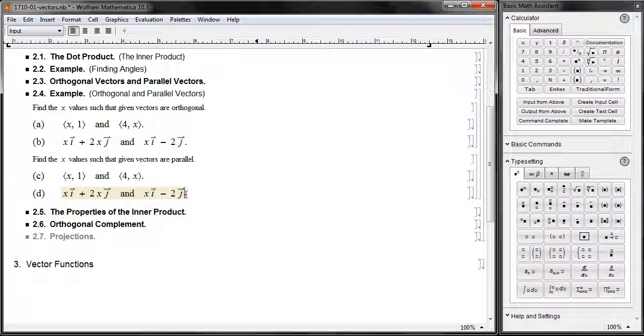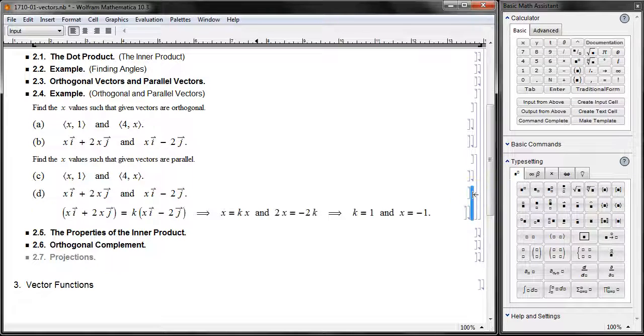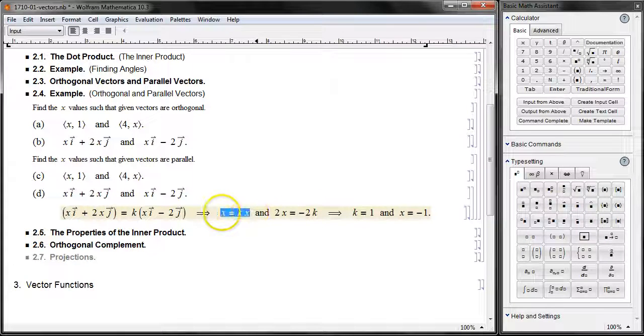Can you do the same thing here? Apply k, so x equals k times this. 2x equals k times that. You're going to get two equations. The first component, x equals k times that. The second component is negative 2 times k. So we get two equations here.